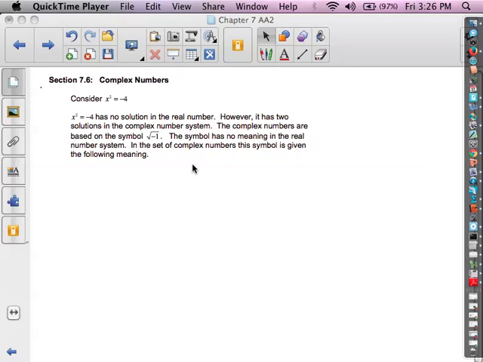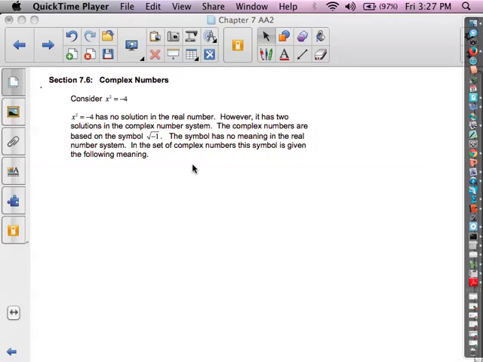Okay, let's take a look at section 7.6, complex numbers. We're going to start, we've talked a little bit about this, by looking at the equation x squared equals negative 4. X squared equals negative 4 has no real number solution. However, it has two solutions in the complex number system. Complex numbers are based on the symbol the square root of negative 1.